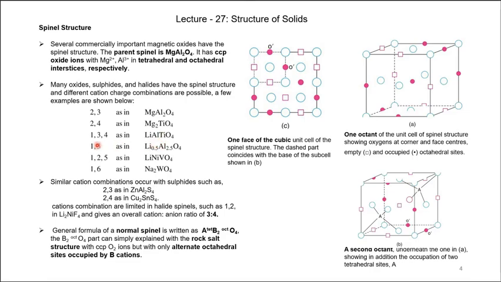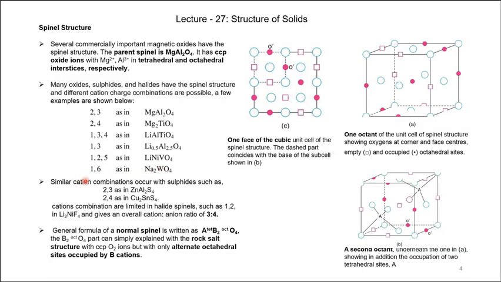If we take lithium aluminum oxide, we see that we have 1 and 3 oxidation states. If we go for lithium nickel vanadium oxide, we can see that we have 1, 2, and 5 oxidation states. This is 1 here, 2 is here, and then vanadium is in the 5 oxidation state. If we take sodium tungstate, we can see that this is also a spinel structure. It has 1 and 6 oxidation states: sodium is 1 and tungsten is 6.